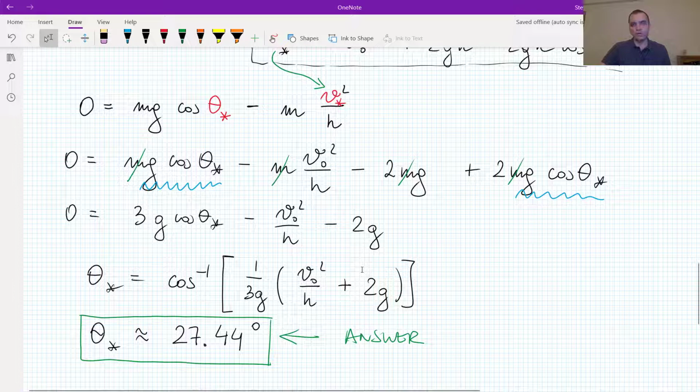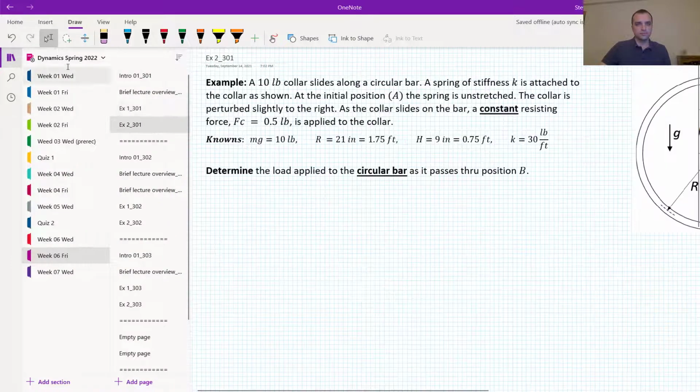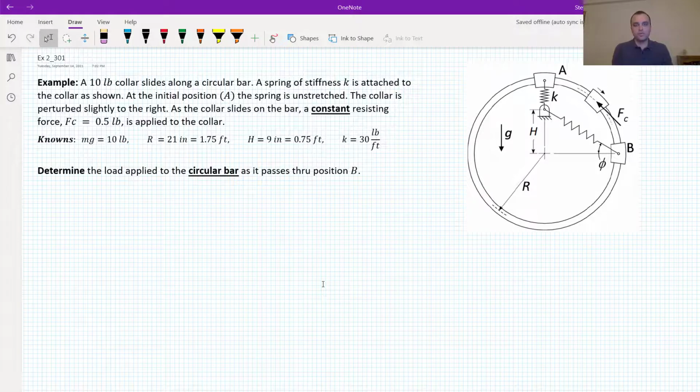Now I would like to do example number 2. Here it is. Here is example number 2. So as usual, feel free to pause the video right now and read and understand the problem statement before we start our resolution.